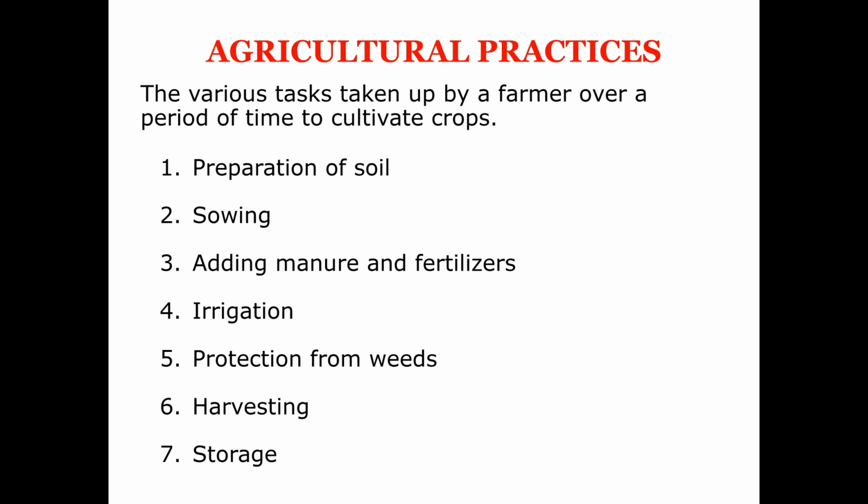So there are about 7 practices. The first one is preparation of soil, sowing, adding manure and fertilizers, irrigation, protection from weeds, harvesting, and storage. So these practices have to be taken up by a farmer in order to cultivate a crop.